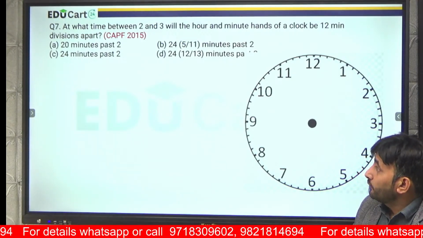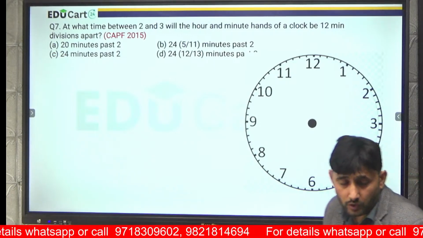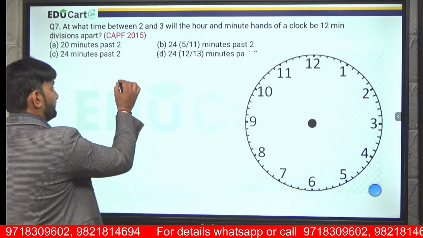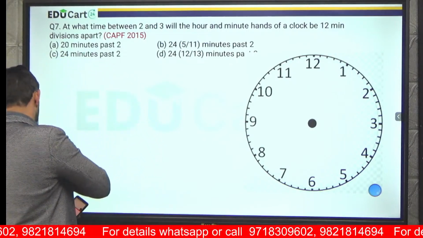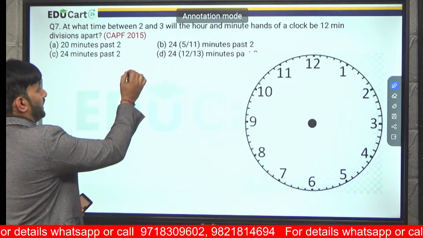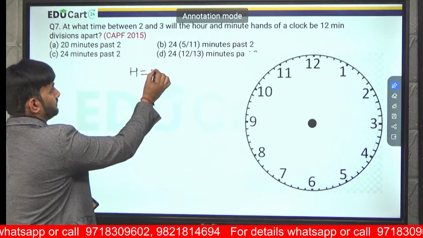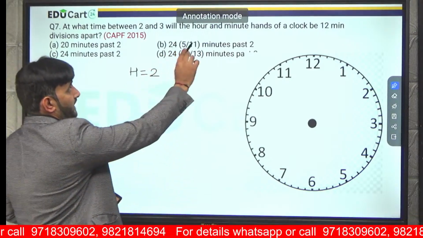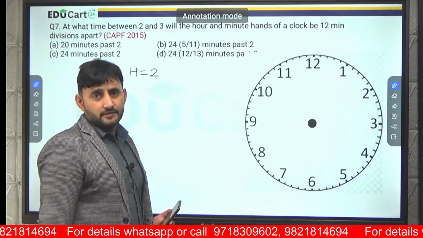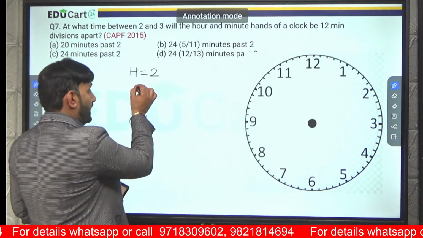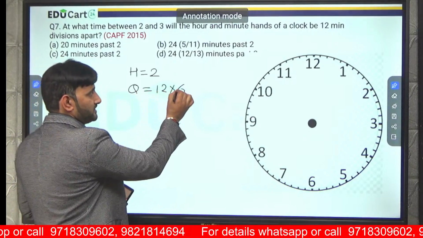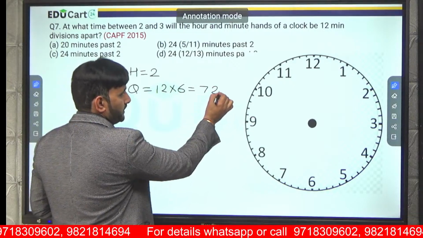Okay. At what time between 2 and 3 o'clock? So my dear, can I say the value of h will be equal to? What will be the value of h? Between 2 and 3, h will be 2. Minute and the hour hand are 12 minutes division apart. 1 minute's division means 6 degree, so 12 minutes division means 72 degree.